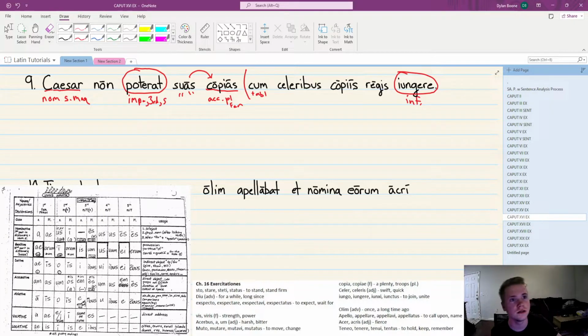So let's go ahead and start translating here. We can fill in the preposition. So Caesar, non poterat, so not was able, but able to do what? Iungere means to join, to unite. We're looking for a direct object here, so accusative copias. So not just the troops, but his own troops.